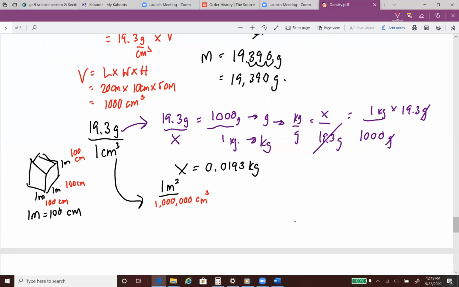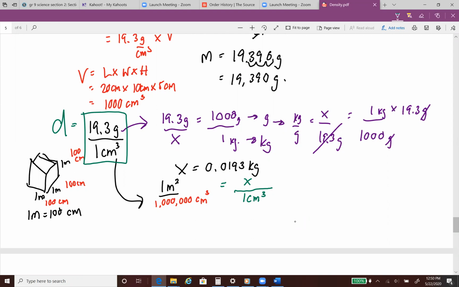So what are we trying to figure out? If I look at my formula for density, density is mass over volume. The density of gold is 19.3 grams for every 1 centimeter cubed, because saying per centimeter cubed is exactly the same as saying for every 1 centimeter cubed. So if I want to change that 1 centimeter cubed into meters cubed, I want to know how many meters cubed is 1 centimeter cubed.